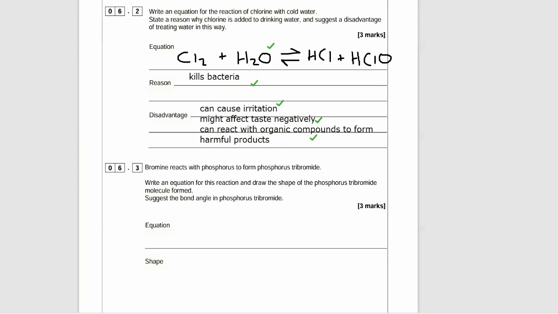Okay, 6.3, bromine reacts with phosphorus to form phosphorus tribromide. Write an equation for this reaction and draw the shape of the phosphorus tribromide molecule formed. Suggest the bond angle in the phosphorus tribromide. Well, we know that bromine is a halogen. It's diatomic, so it comes as Br2. So we want to write Br2 plus P, the symbol for phosphorus from our periodic table.